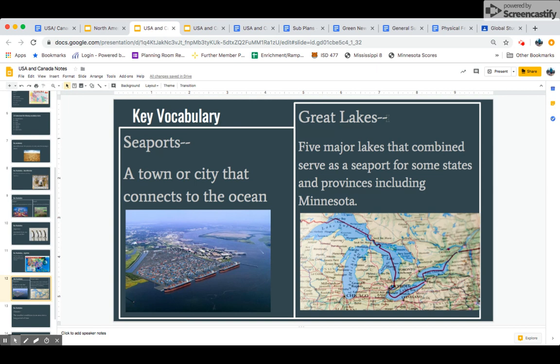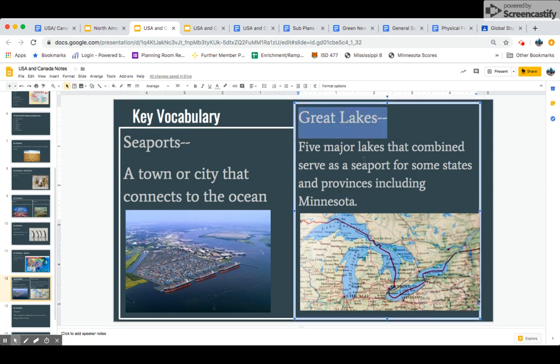Then another vocab word is the Great Lakes. This has 5 major lakes that are combined to serve as a seaport for states and provinces, including Minnesota. So you have Lake Superior, Lake Michigan, Lake Huron, Lake Erie, and Lake Ontario. These connect to the St. Lawrence River. Up here you can't really see, and it actually flows into the Atlantic Ocean.